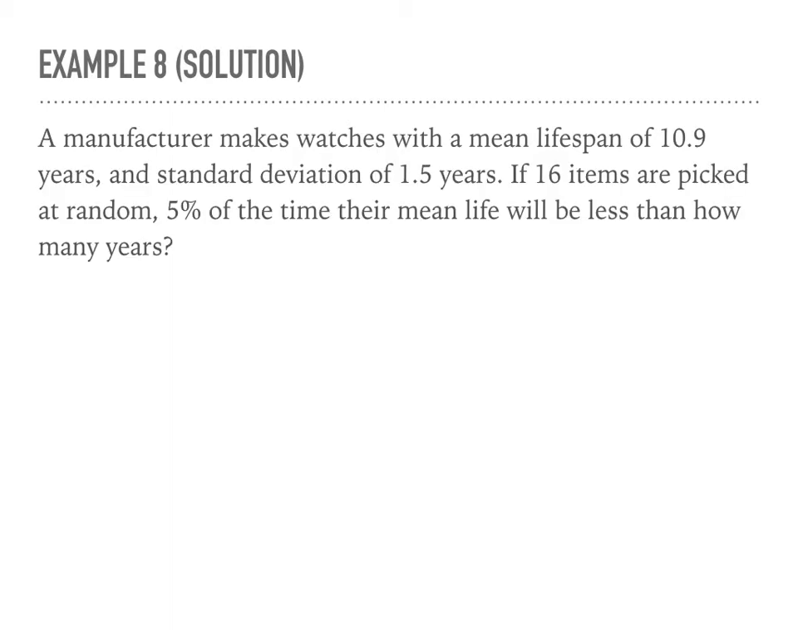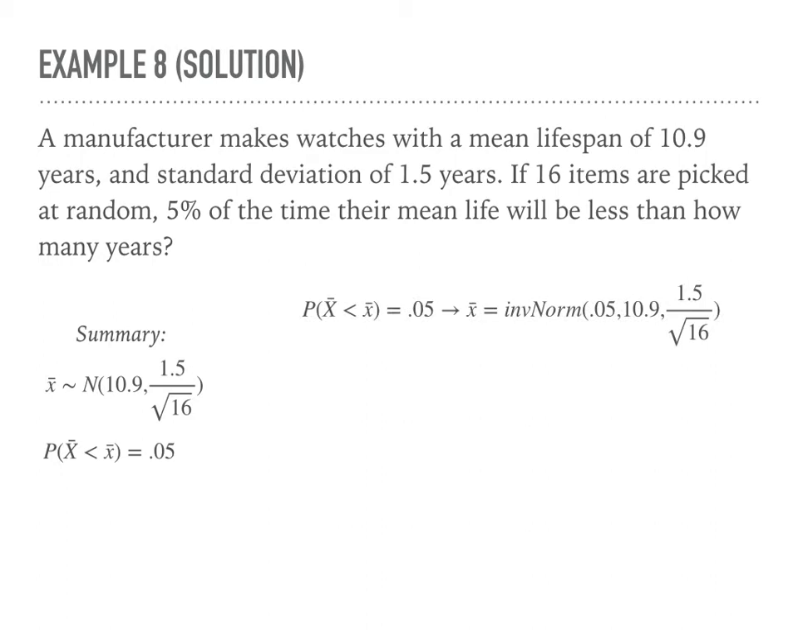A manufacturer makes watches with a mean lifespan of 10.9 years and a standard deviation of 1.5 years. If 16 items are picked at random, 5% of the time their mean life will be less than how many years?